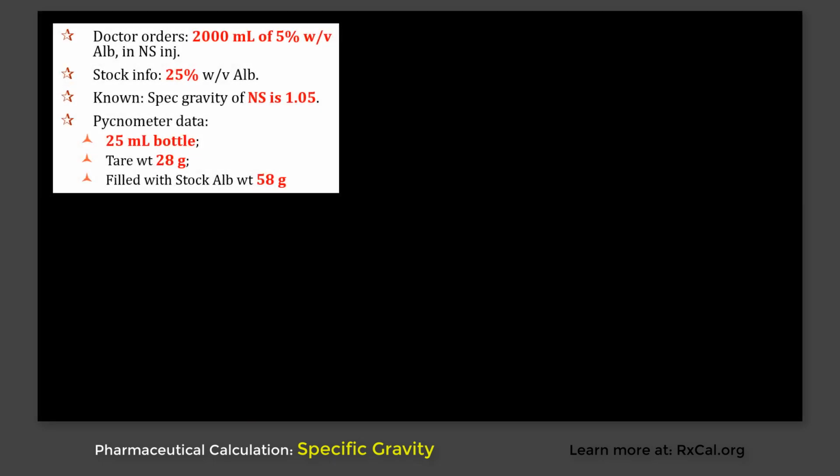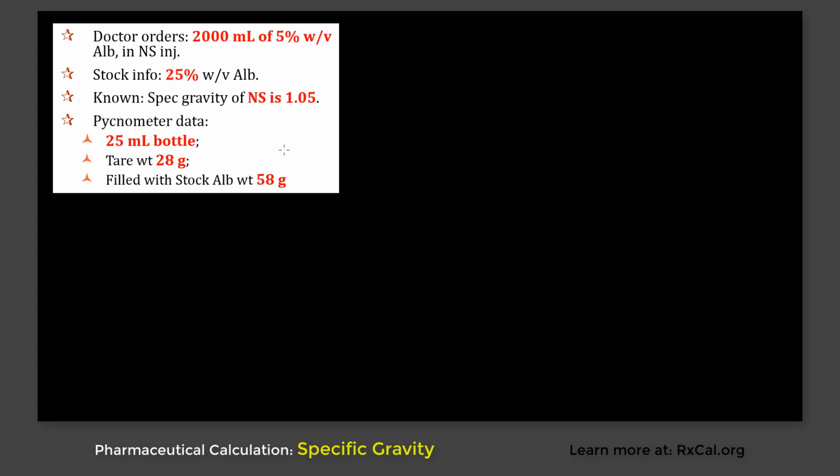So in this case, we have a situation where the pharmacist is requested to make 200 milliliter of 5% albumin solution, but he does not have exactly 5% concentration, but he does have a higher concentration of 25%. From this 25%, he has to make 5% concentration, but the first part of the problem wants us to determine the specific gravity of the stock albumin solution, which is 25%.